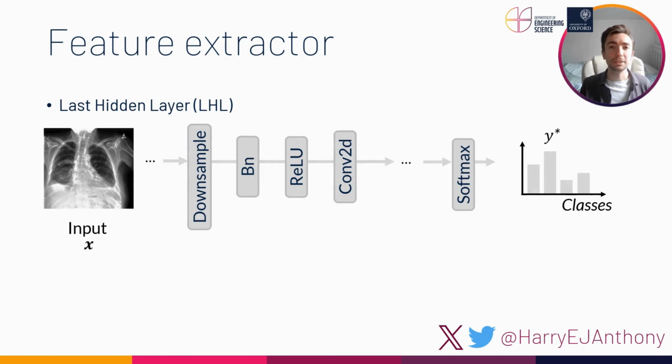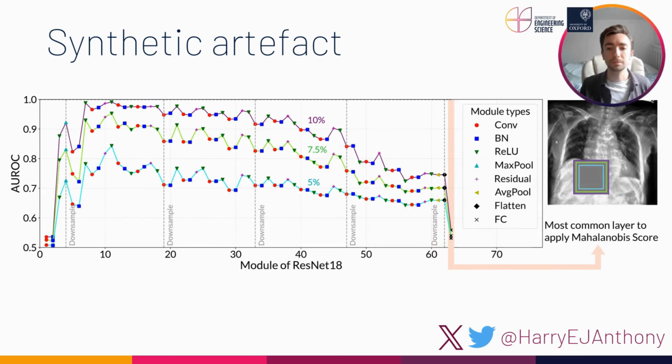The most common implementation of Mahalanobis Score is to extract embeddings from the last layer of the network. However, when looking at our results, we see that applying Mahalanobis Score on the last layer actually results in one of the worst possible AUC scores in the whole of the network, which I'll repeat is the most common implementation of this method. We think that the poor results on the last layer may be diverting the community's attention away from the potential of Mahalanobis Score.